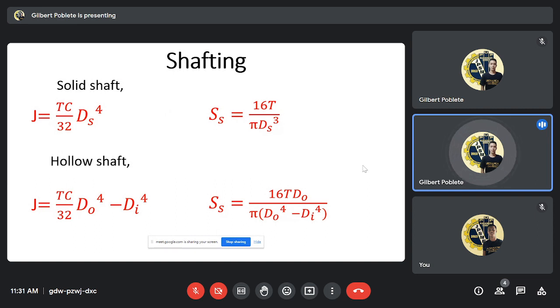So, for hollow shaft naman natin, meron tayong J is equals to pi over 32 times diameter of the outside raised to 4 minus diameter of the inside raised to 4. And for the shear stress naman niya, meron tayong 16T diameter of the outside over pi times the diameter of the outside raised to 4 minus the inside diameter raised to 4. So, yun lang yung formula natin.